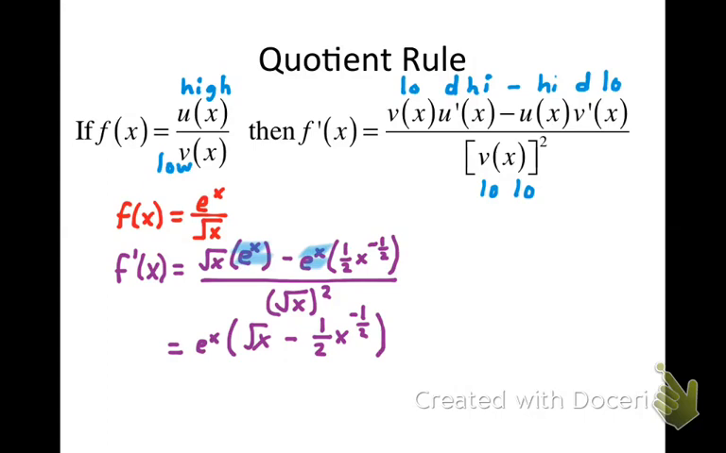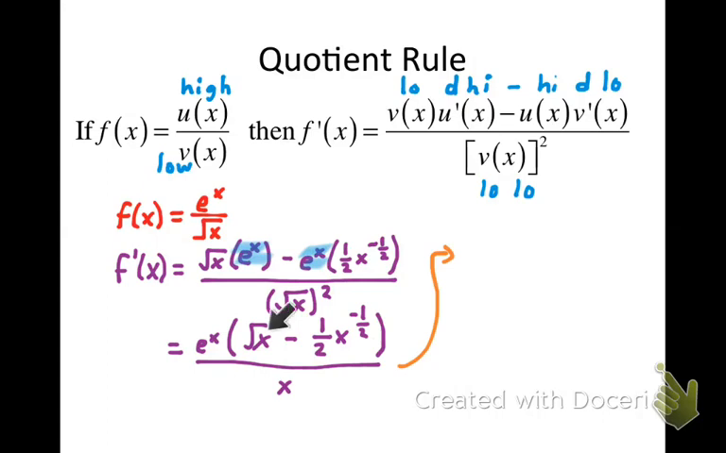And then you put that over, of course, the low squared, and if you square the square root of x, you're just going to get x. So there's an example of how you use the quotient rule to find a derivative. Now there is a way to write this a little bit more neatly. Let me come over here where I've got more space and go ahead and do that for you.